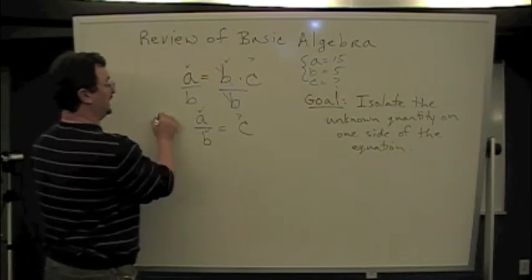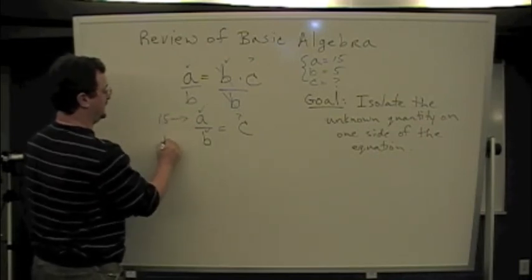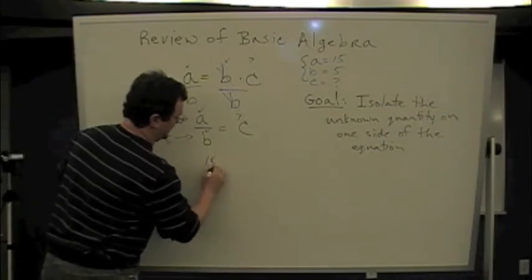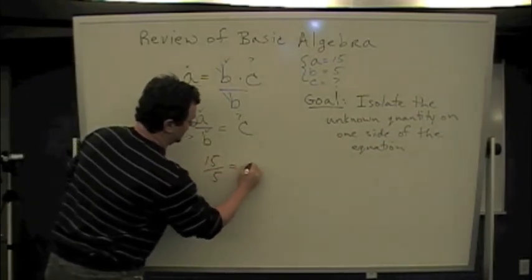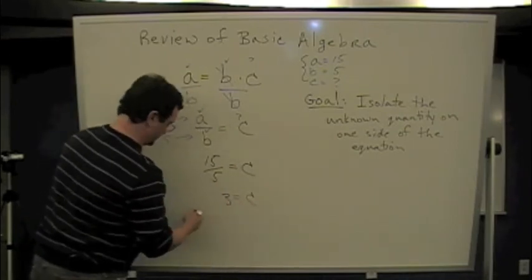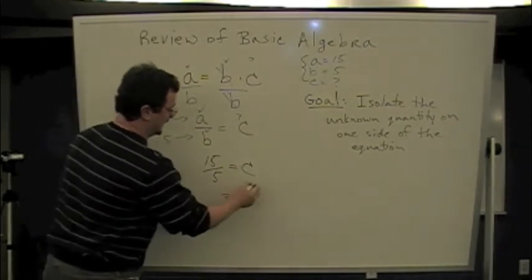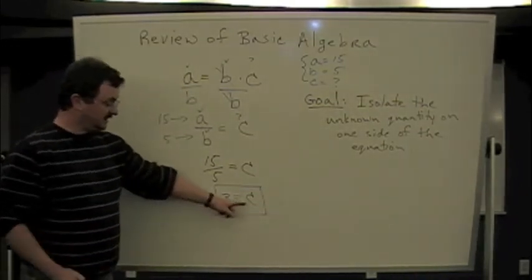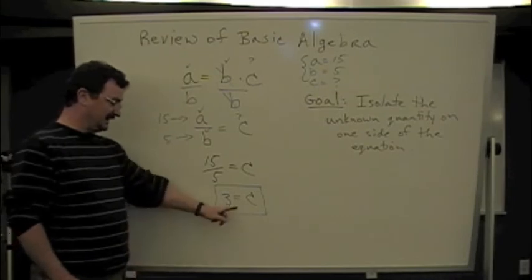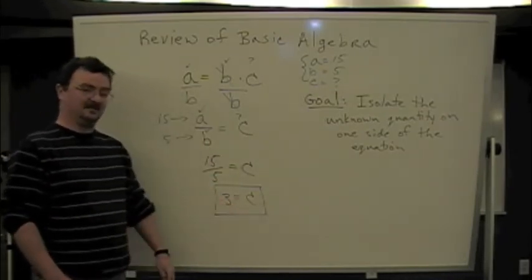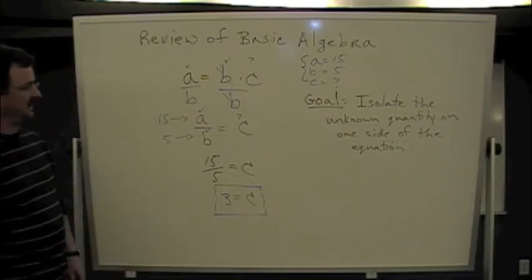So now you plug in 15 for A and 5 for B, and what you have is 15 divided by 5 is equal to C. 15 divided by 5 is 3, so 3 is equal to C. Okay, so there's your answer. You're so happy about it, you draw a blue box around it. Notice the unknown didn't have to be on the left-hand side. I didn't have to have C is equal to 3. 3 is equal to C. So what? It's on the right. Big deal. That doesn't matter either.